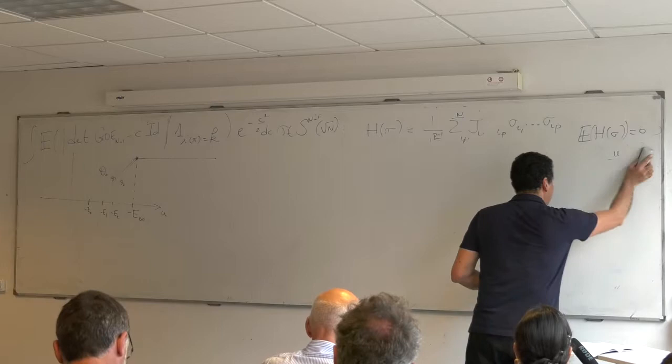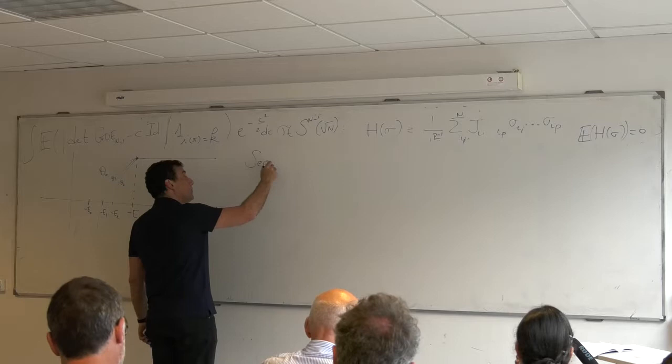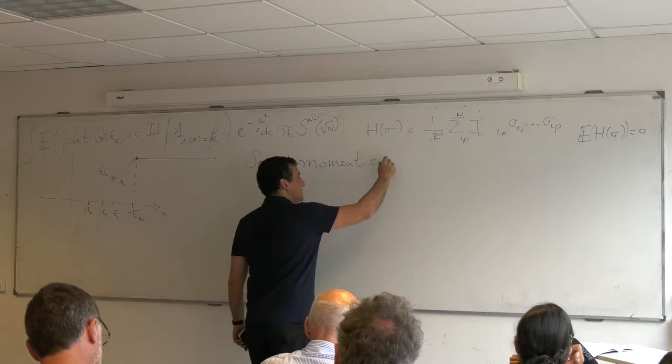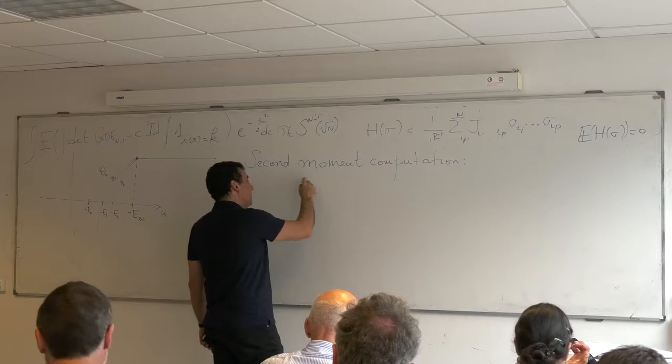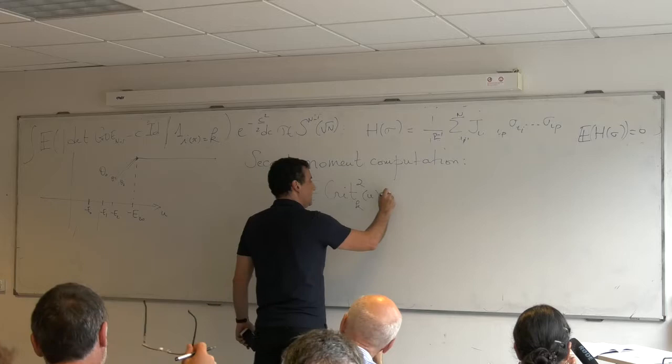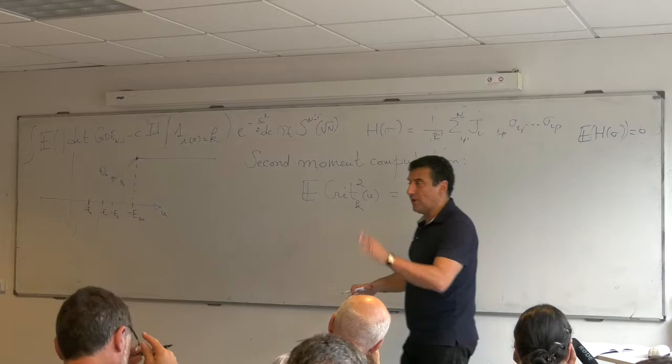So that was the first moment. You can now, of course, if you want to understand really more than that, look at the second moment computation. So you can compute the expectation of this number of critical points squared. Okay. So how do you do that? I won't do that because I won't spend too much time, but I want to answer the question.